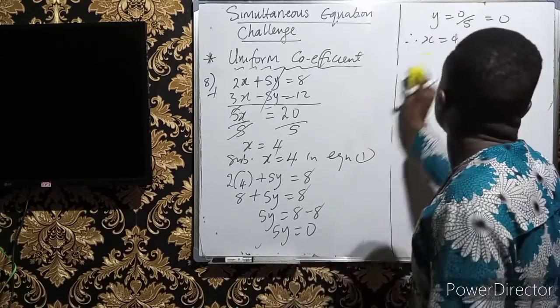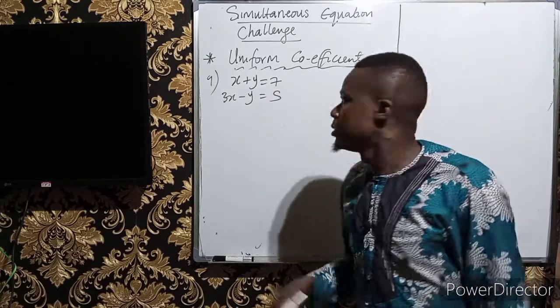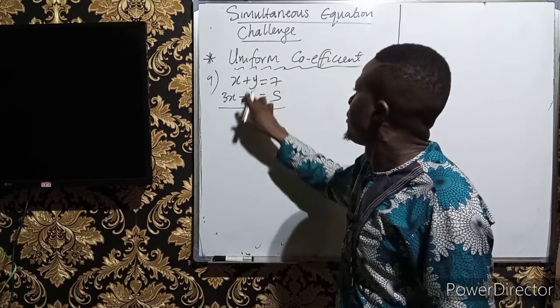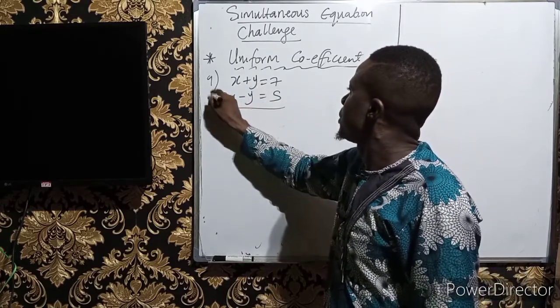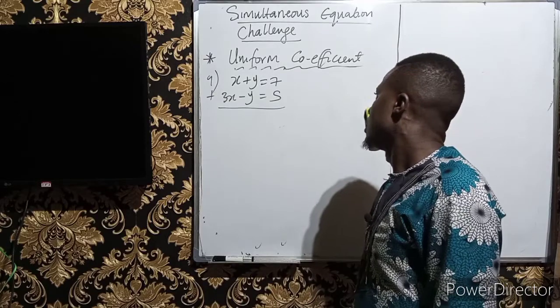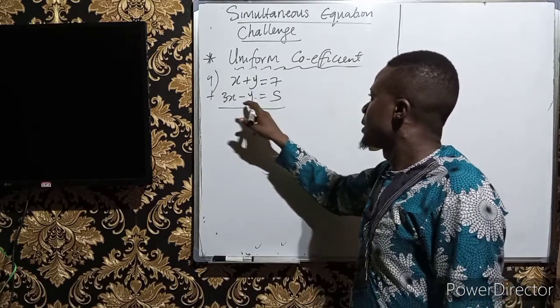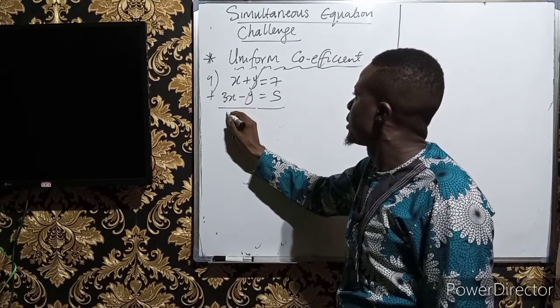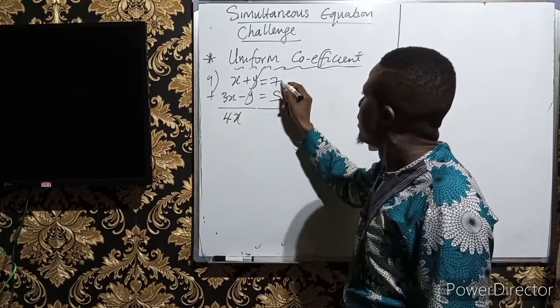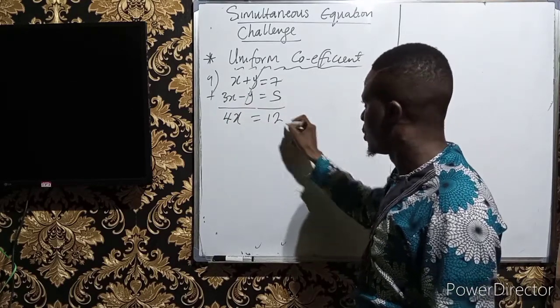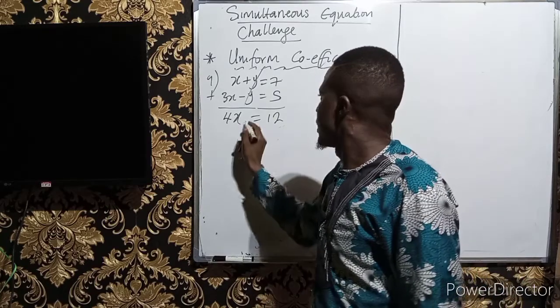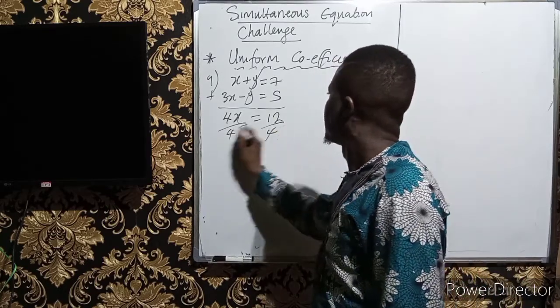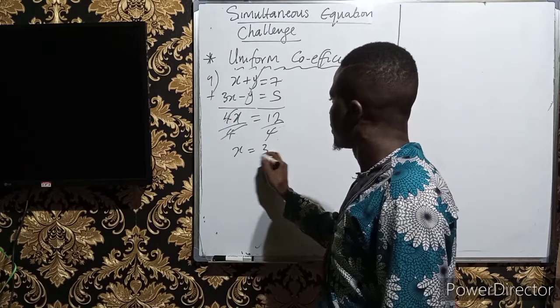Let's take another one. In the ninth question, we still have different signs here, plus, minus, which is plus. We're taking plus here because y plus negative y is 0, so this has been eliminated. x plus 3x is 4x, and 7 plus 5 is 12. So divide both sides by 4. So x is giving us 3.